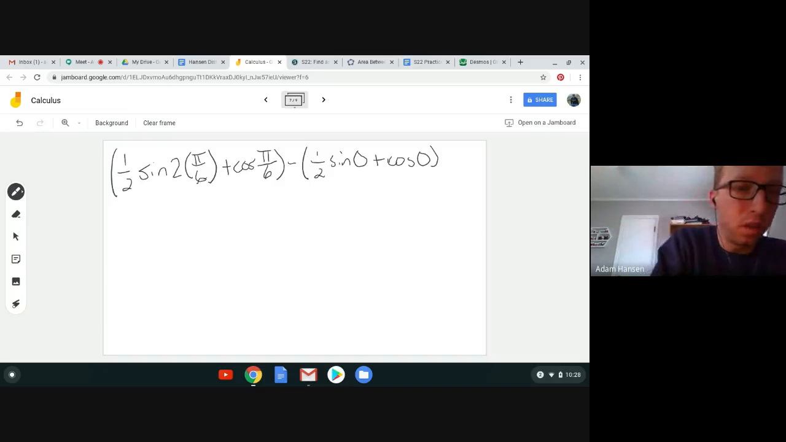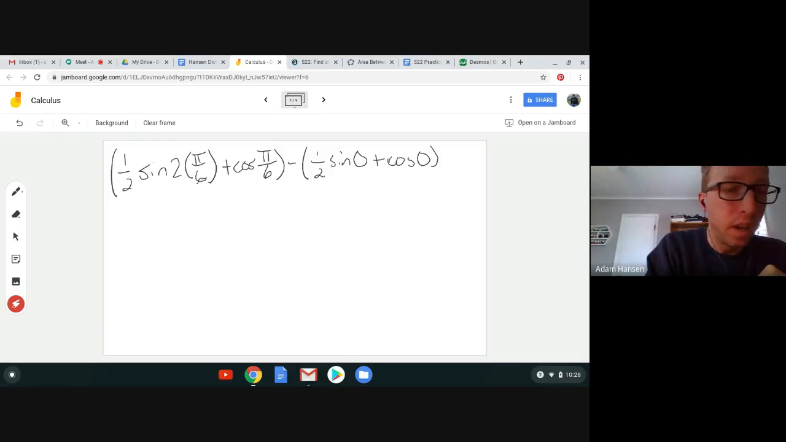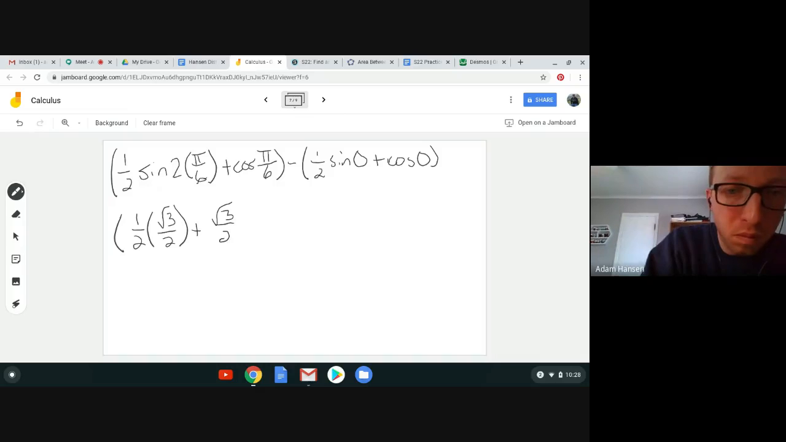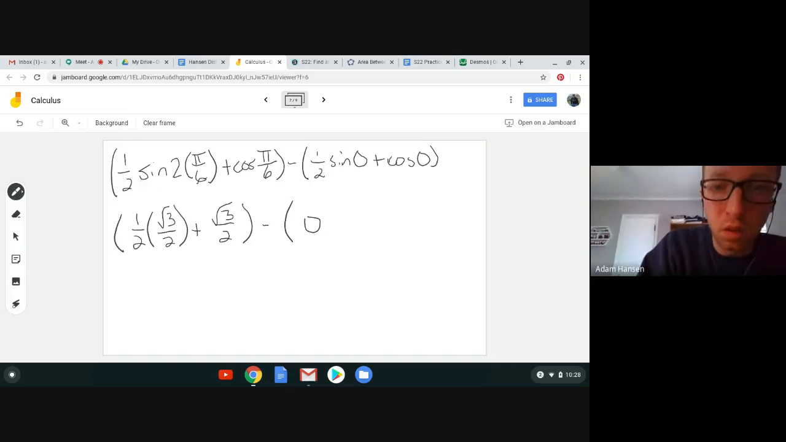Let's see here. If I simplify 2 times pi over 6, that would be pi over 3. And the sine of pi over 3 is root 3 over 2. So 1/2 times square root of 3 over 2, plus the cosine of pi over 6, that's also root 3 over 2. Minus 1/2 of sine 0, well, that's 0. Plus the cosine of 0, that would be 1.